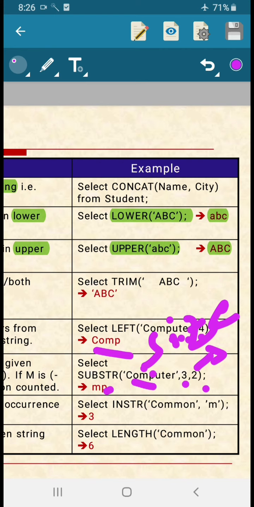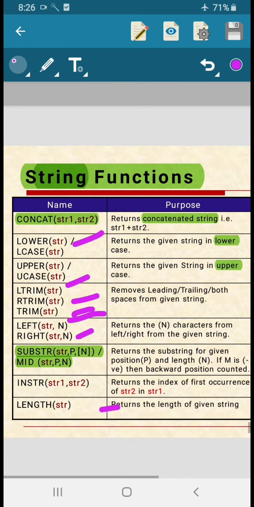If the n value is optional for SUBSTRING, suppose you write COMPUTER comma 3, then it displays MPUTER till the end. But in MID, beginning and ending are mandatory. The ending is not the ending position, it tells the number of characters, that is important, how many characters you want to display. Suppose 3 characters they are asking, then it displays MPU.